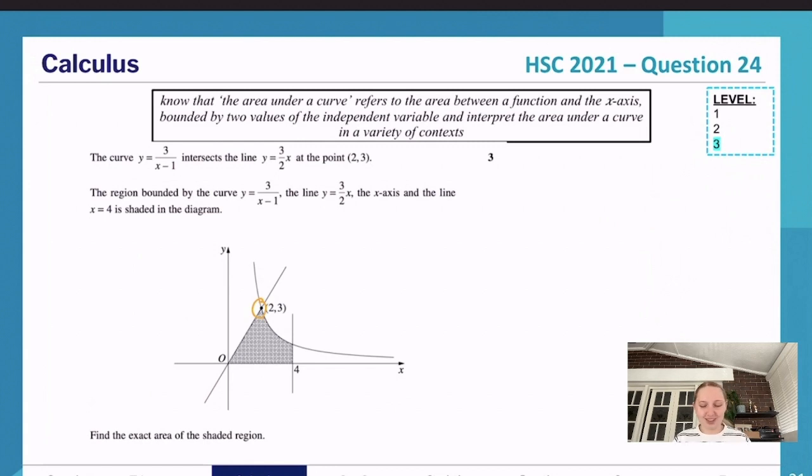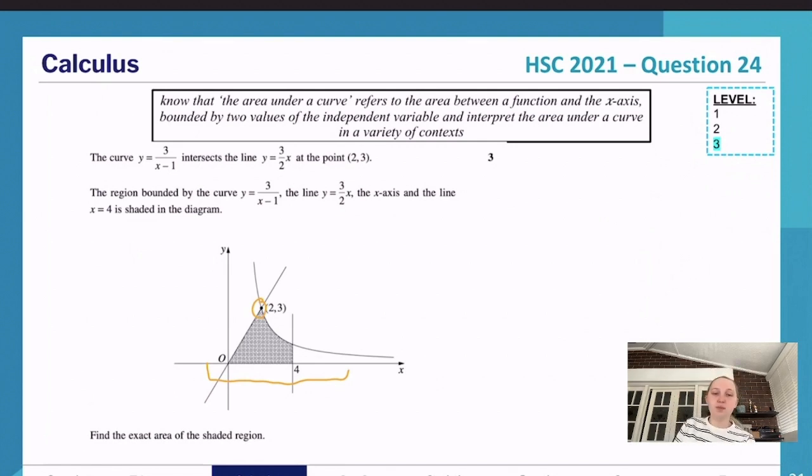Now, with this sort of question, they were nice to you in the fact that they give you the diagram here. I would say the biggest tip, if they don't give you the diagram, the very, very first thing you want to be doing is drawing that diagram yourself.